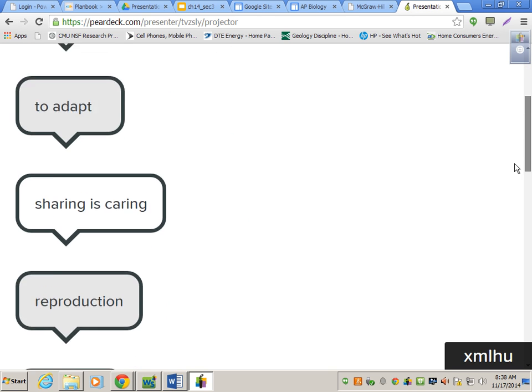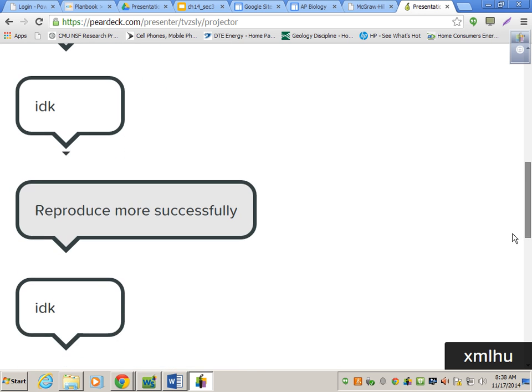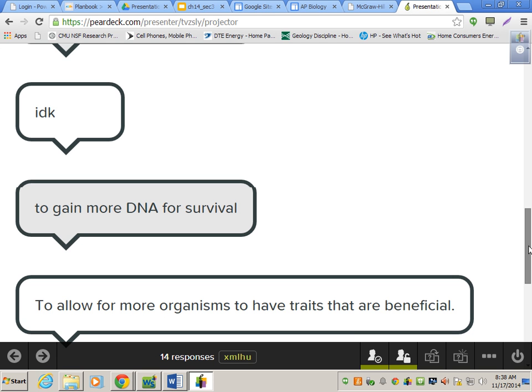Let's see. To adapt, for sure. So it's not like sharing is caring; it's to reproduce more successfully, to gain more for survival.